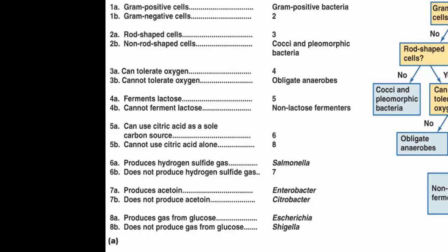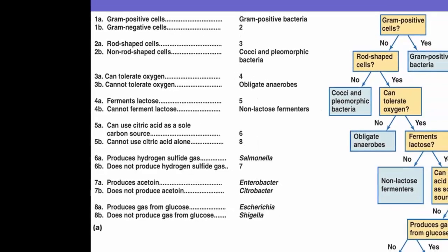Can it tolerate oxygen or not? It can, so we go to statement number 4. Can it ferment lactose or not? It can ferment lactose, so we go to statement number 5. Can citric acid be used as a sole carbon source, or can it not be used alone? We said that we cannot use citric acid as a carbon source, and so now we have to go to statement number 8. Does it produce gas from glucose or does it not? If it produces gas, then it's Escherichia.